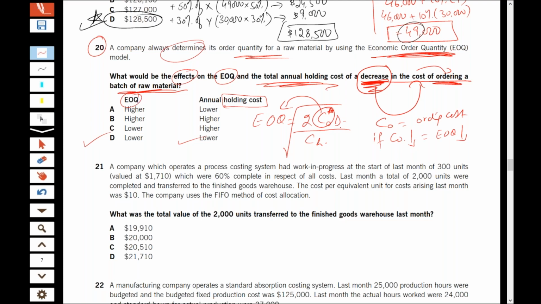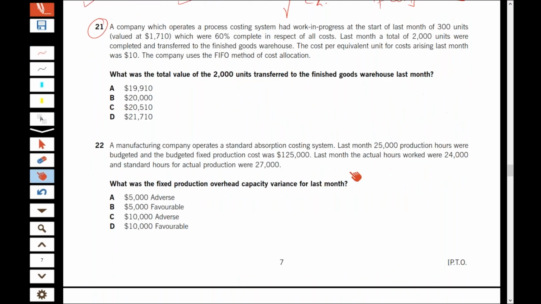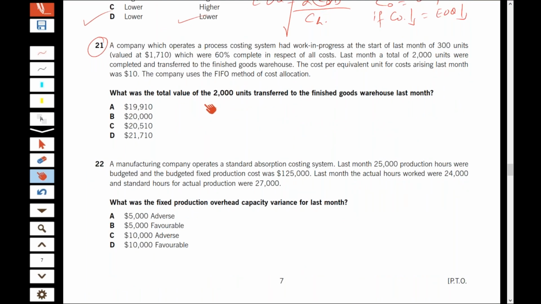Okay, now question number 21. Question number 21 is about the total value of 2000 units transferred to the finished goods warehouse last month. Students, since today is the last day of this webinar, I prefer that we will not take any break and we will continue to solve today's agenda. Okay. Question number 21. A company which operates a costing system and work in progress.